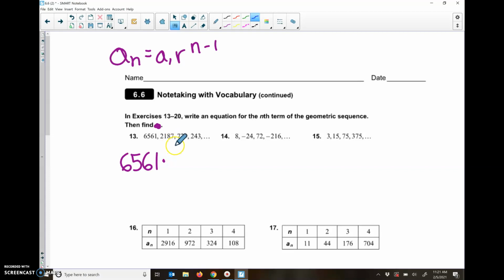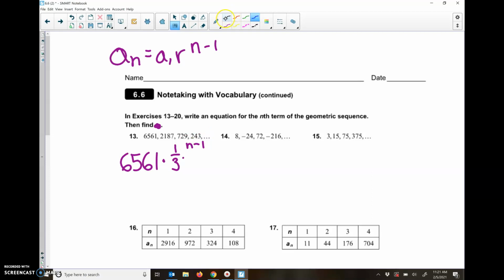And it looks like we're multiplying by a third. This is why it's important that we all use the multiplying, not dividing by 3, because that's going to change our answer a lot here. So we're multiplying by 1/3. And then we're going to keep it as n minus 1 up here.